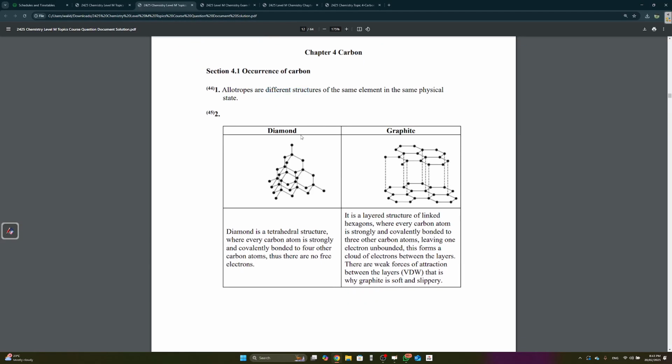They're different structures. Take a look at diamond and graphite. They're allotropes of each other. Look, they both come from carbon. However, they have different shapes, different structures, as you can see.